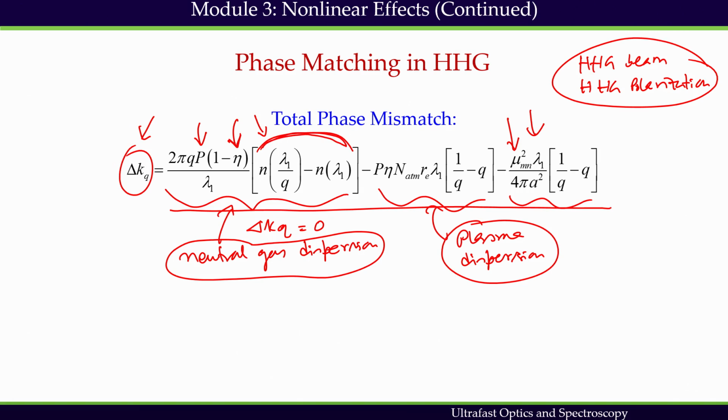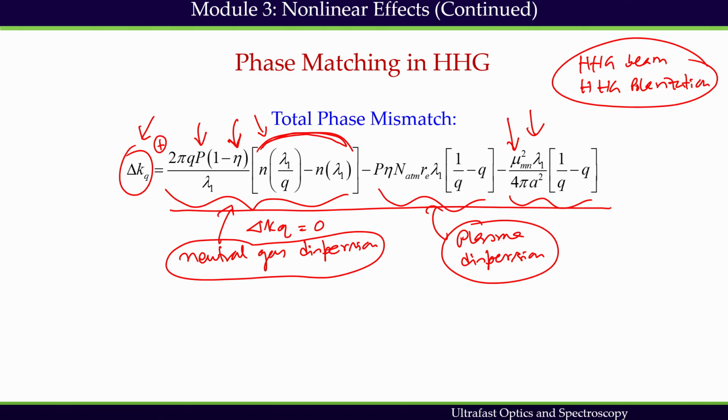Ionization fraction, which determines the ratio of neutral atoms and ionized atoms, solely depends on the intensity of the fundamental laser beam. So how much intensity we use will control eta. But at the same time, the neutral gas dispersion is negative. Although it may appear to be positive, it is actually a negative contribution.